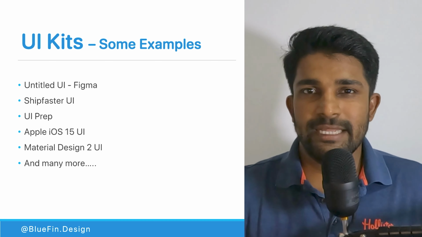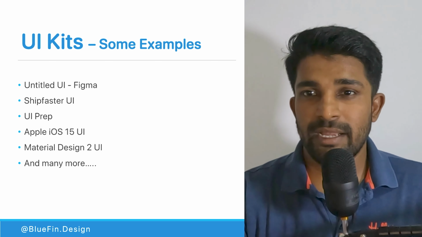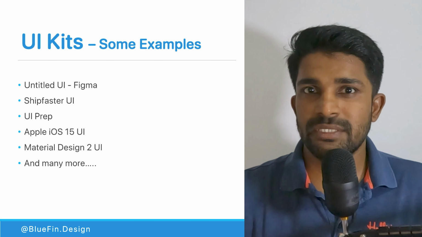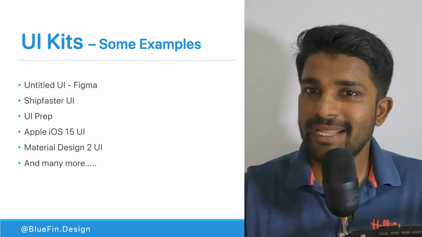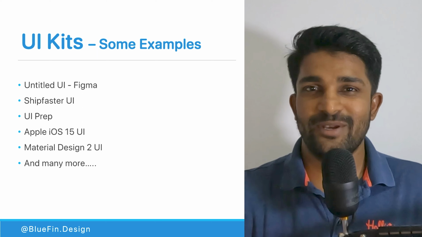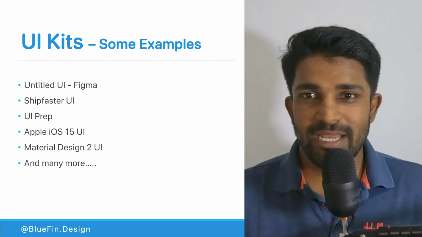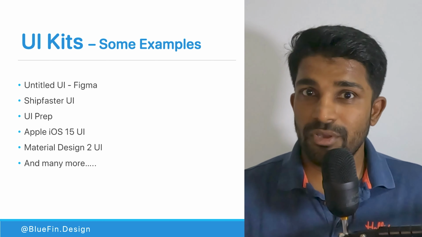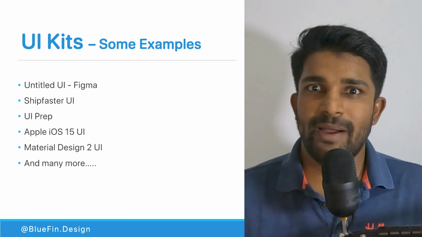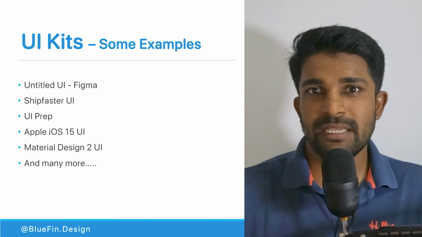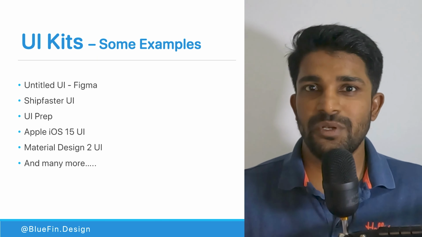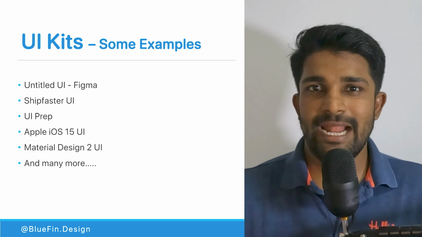This one, it's not really provided by Apple. It's compiled by a person, a third party, and they did a really good job of building that UI kit. So be sure to check it out as well. The next one again is Material Design 2 UI kit. This wasn't provided by Google. This is somebody else, a third party, who created this. And again, this is a really useful UI kit if you want to design Android apps.